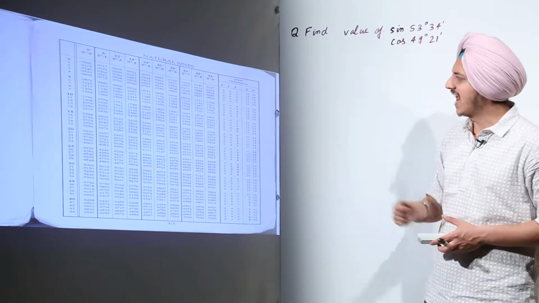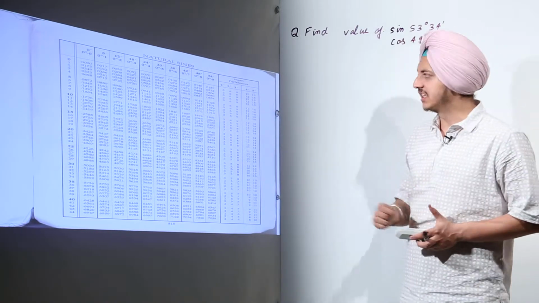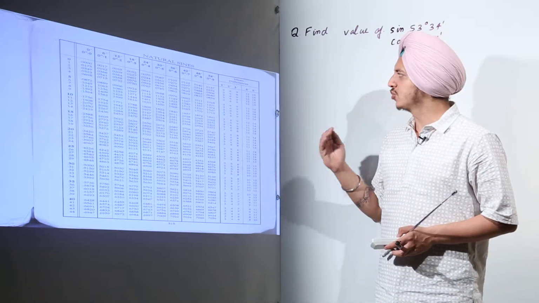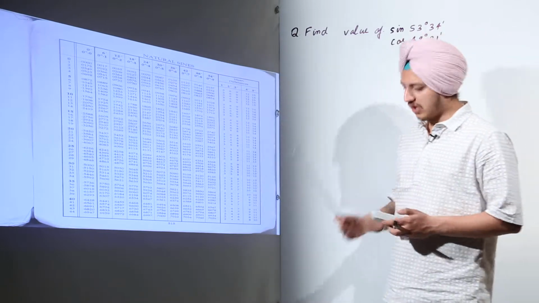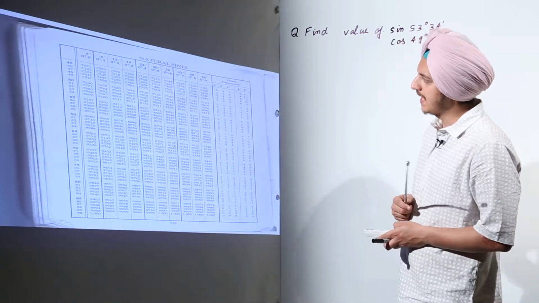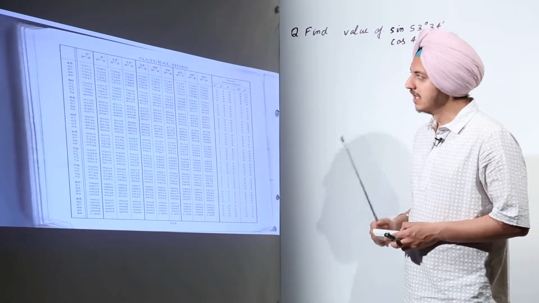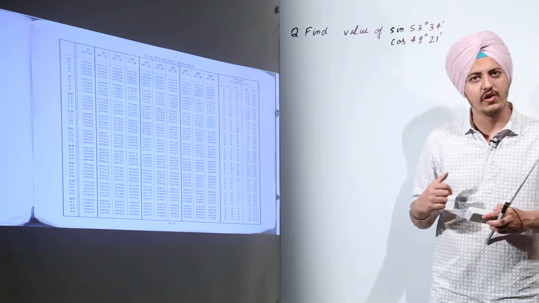Then we have 5 more columns under the heading of mean difference. These 5 columns go by a difference of 1, that means 1 minute, 2 minutes, 3 minutes, 4 minutes and 5 minutes. Now all the tables look exactly like this. This is the sine table, and this is the continuation of the sine table.